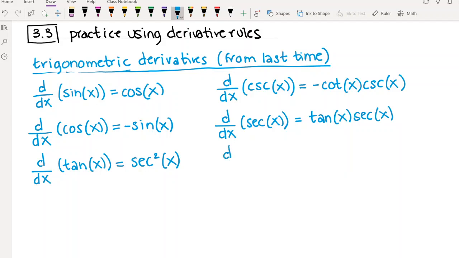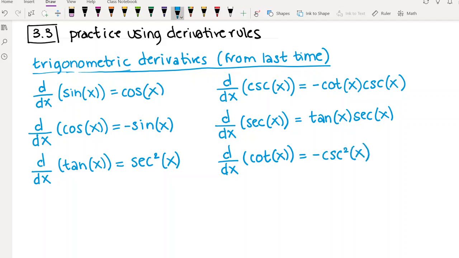And then the last one, cotangent. For that one you could either write it as cosine over sine, or you could write it as 1 over tangent. It doesn't really matter. Then go through the simplification using the quotient rule, and you should get negative cosecant squared of x.